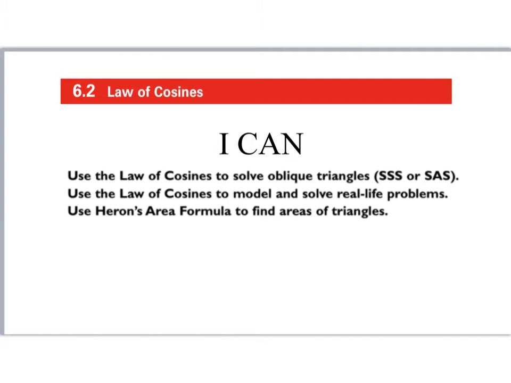Okay guys, this is 6.2 Law of Cosines. We're going to use the Law of Cosines to solve oblique triangles. I know we did it before, but now this is for other situations. And the Law of Cosines to model and solve real life problems. And we're going to use Heron's area formula, which you've probably already used.